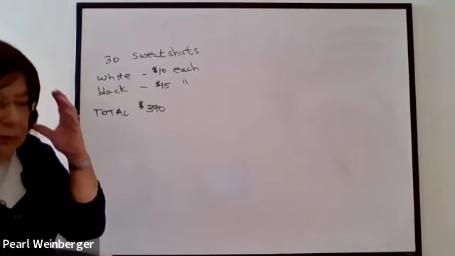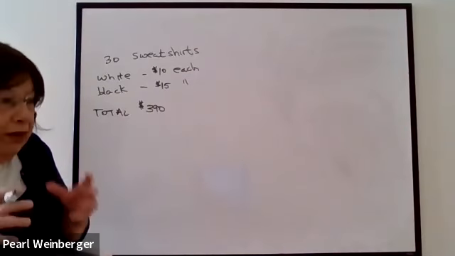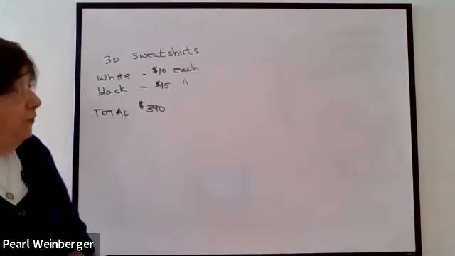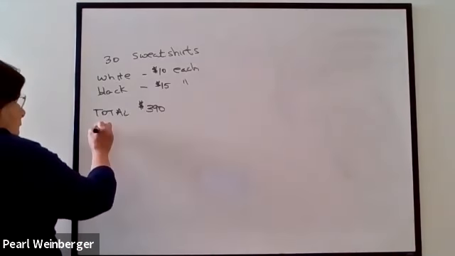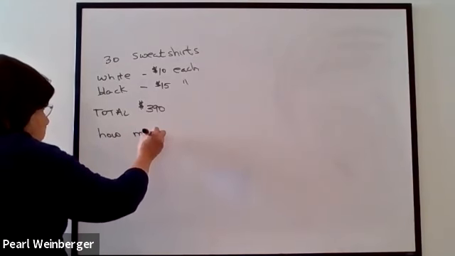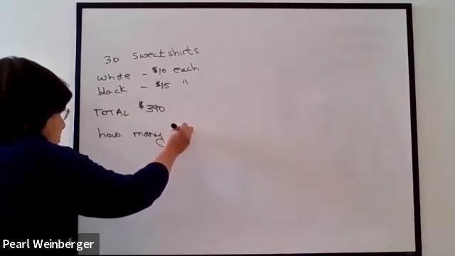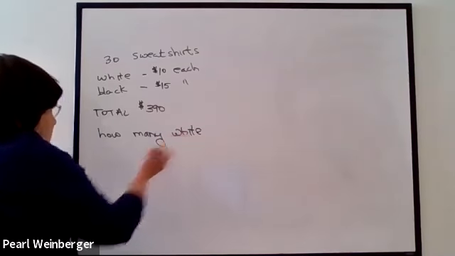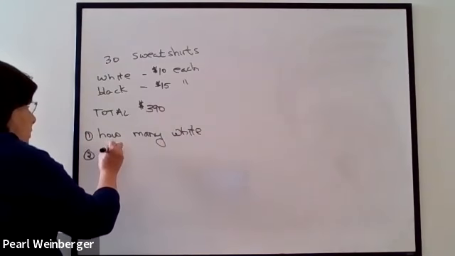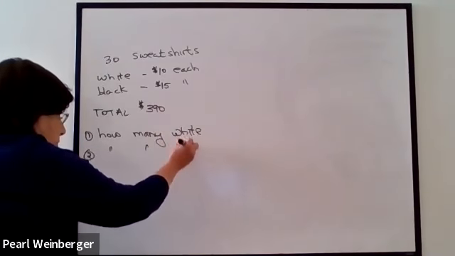Now, always picture in your mind or write down, what are you looking for? Specifically, we're looking for how many white shirts were sold. And that's number one, what we're looking for. And number two, we're looking for how many black shirts were sold.